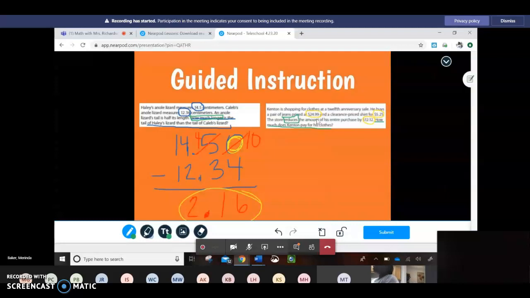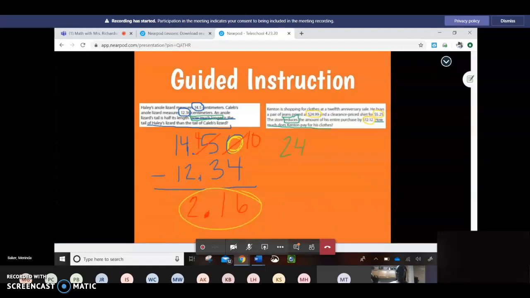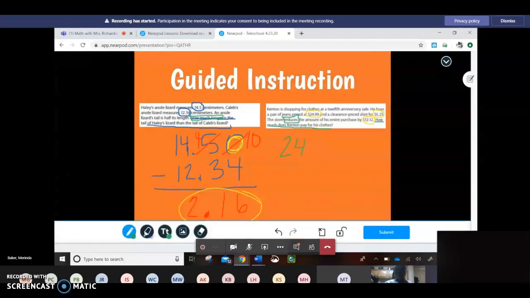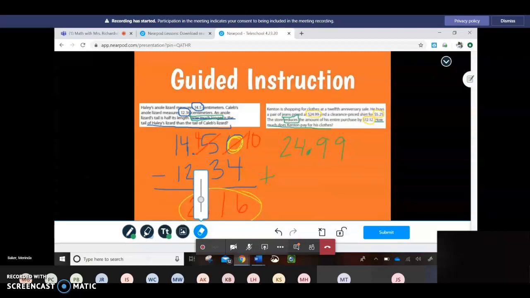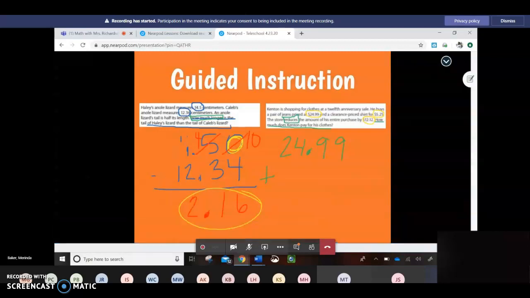I need to subtract, which I will, but then I also need to find the total amount of how much he paid for his clothes. So what type of problem is this? Multi-step? Yeah, it's a multi-step problem. So how will I determine how much you pay for clothes? You are at 24 and 99 hundredths and 5 and 25 hundredths. Okay, why am I adding these two together first?